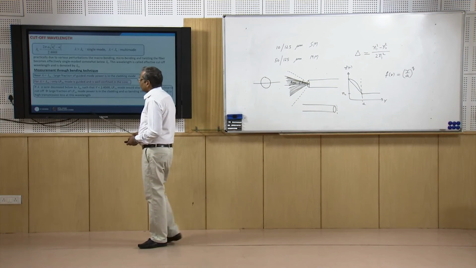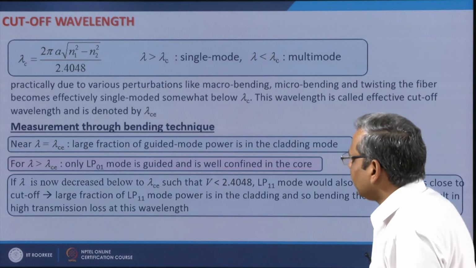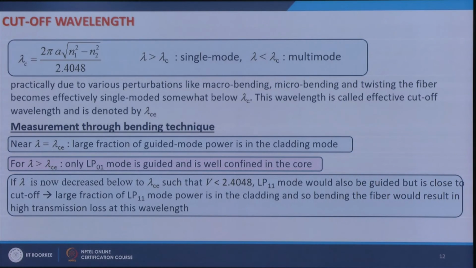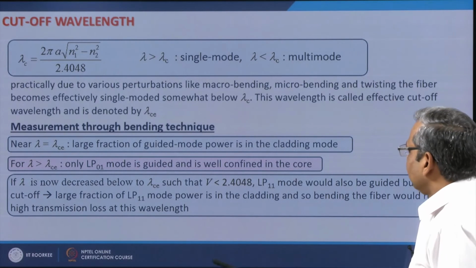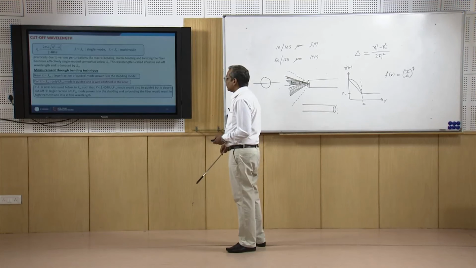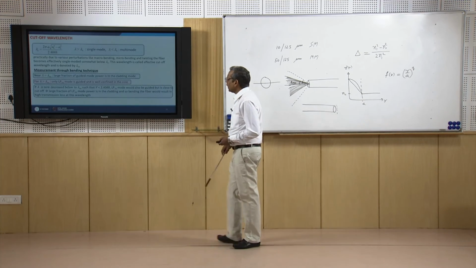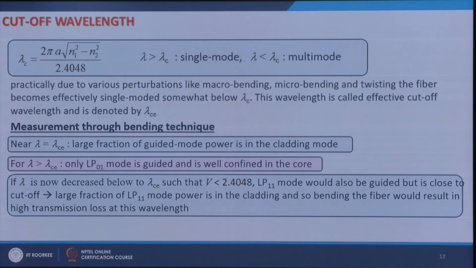Now, if I decrease lambda below lambda CE such that V is greater than 2.4048, then the LP11 mode would also be guided, but it is close to cutoff.